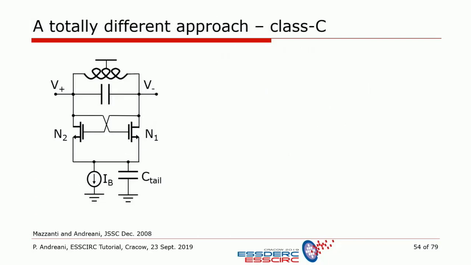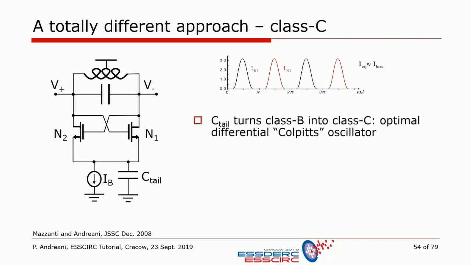A totally different approach is, well, the other way around: a class C. So basically not allowing these transistors to enter the linear region. And actually using C tail here on purpose. If we keep N1 and N2 either off or in the active region, what we have here is basically a kind of ideal differential Colpitts oscillator.